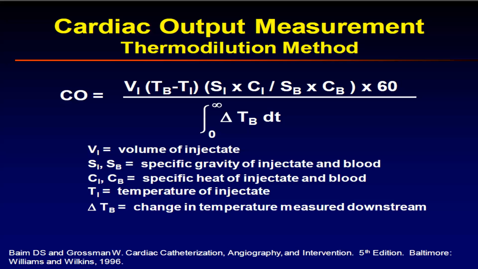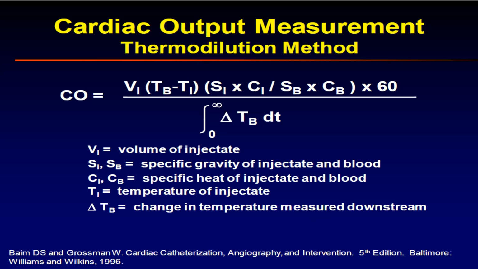All right. So this is the formula. You can see that the formula is very complicated. However, you do not need to know this formula. Okay, they will calculate it for you. It's just to make it complete. So cardiac output is equal to volume of injectate times the change in temperature measured downstream minus the temperature of injectate, times the specific gravity of injectate and blood over specific heat of injectate and blood, times 60 over, I think this is the integration of the change of temperature measured downstream. Okay, so this is a mouthful, so you don't need to remember all this.